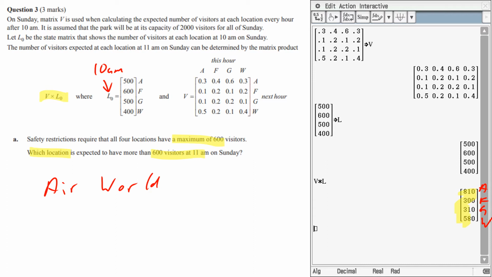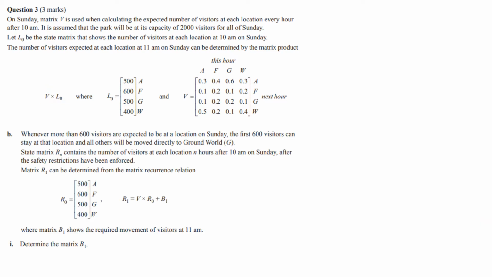And 3/4 of people do it. That's not too bad, especially since it's coming towards the end of the exam and people are getting a bit tired and running out of time. On the previous equation, we worked out V times L naught, and L naught is exactly the same here as R naught, same numbers. So the same sort of idea applies. When you have these 600 visitors, the first 600 stay there, but then you've got to reallocate some from Air World down to Ground World.